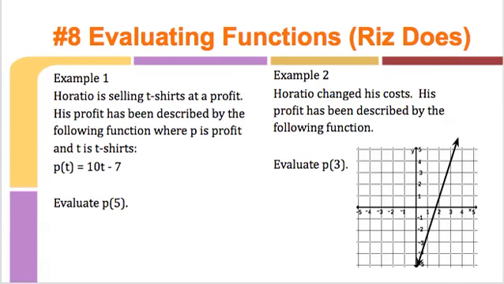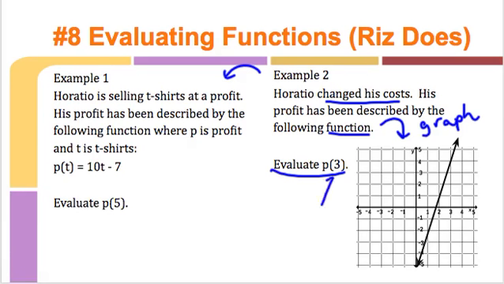So example 2 is just a modified version of this. It says Horatio changed his costs. So we're still talking about this same problem, but he changed his costs. His profit has been described by the following function. So now this one you're going to notice is in graph form. It's the graphical representation of the function. But I go through and I do the same thing. So it says evaluate P of 3.